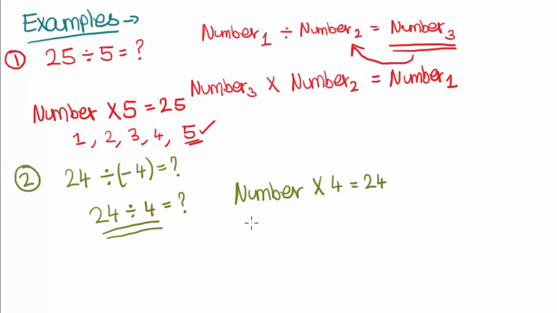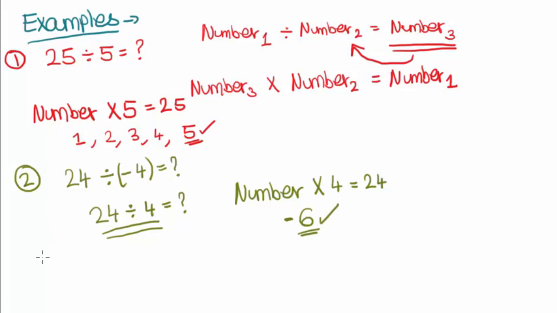You can experiment on your own, pause the video for a while and figure out the right answer, and realize that 6 fits this criteria over here. So 6 is your answer. But now, since we are dealing with a negative, we need to refer back to our sign rules and realize that since we're dividing by a negative number and the number that we're dividing is a positive number, our answer will have a negative in the front. So negative 6 is your final answer.